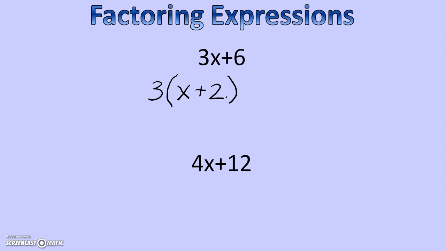Now the reason I call this backwards distributing is because once we have our answer, we can check it by distributing. You used to be given problems that look like this and have to distribute. 3 times x is 3x, 3 times 2 is 6, and it brings us right back to our original problem. All we're doing is doing it backwards.